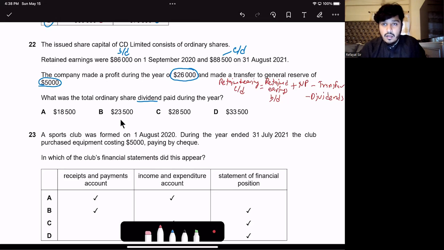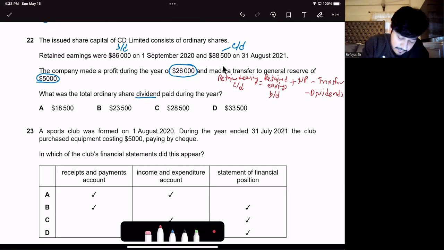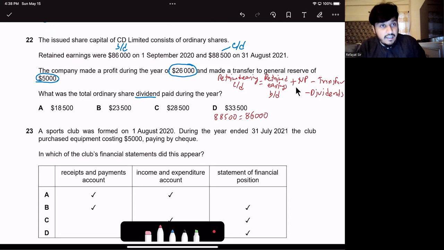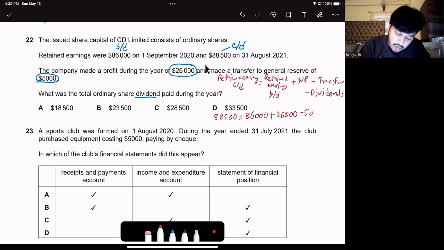Now put in the values. Closing retained earnings is 88,500, equal to retained earnings BD, the opening retained earnings at the beginning of the year, 86,000, plus net profit, the profit made, 26,000, minus transfer to reserves, 5,000, minus dividend. This dividend is what the question is looking for.